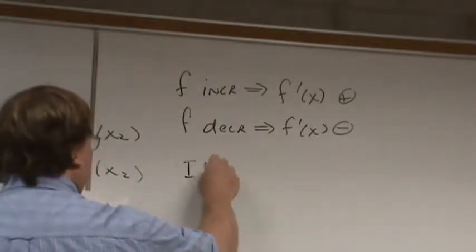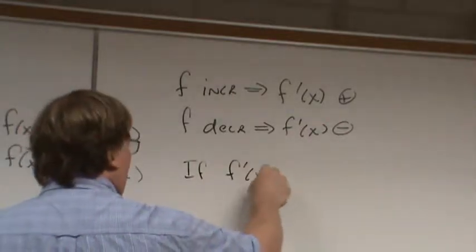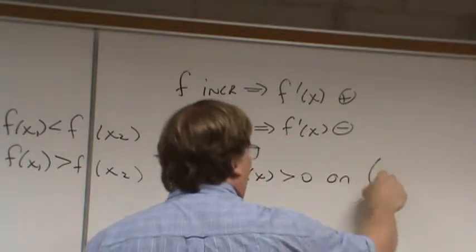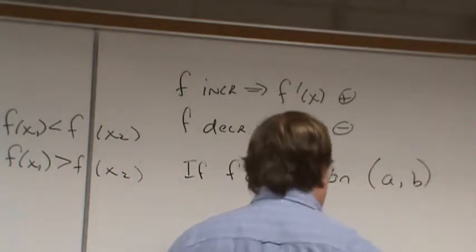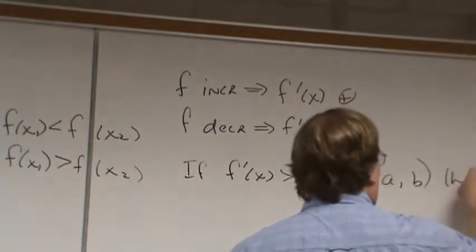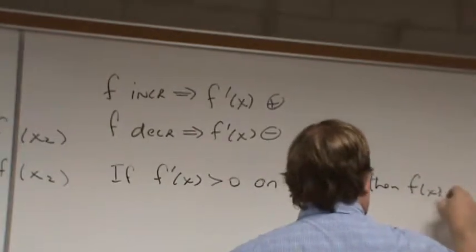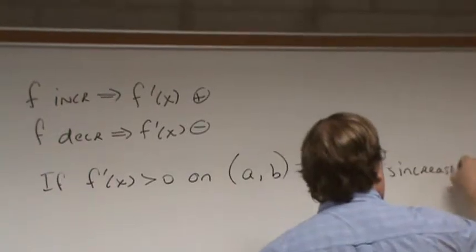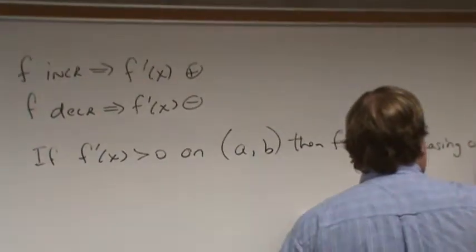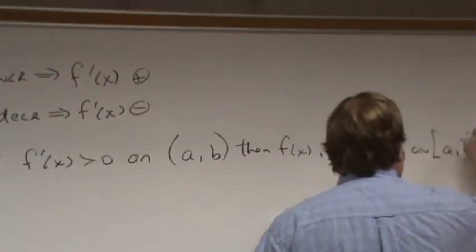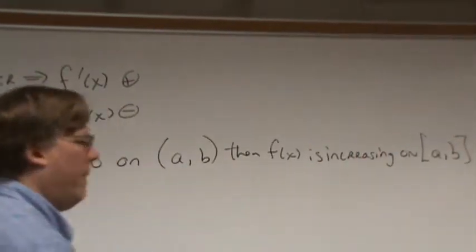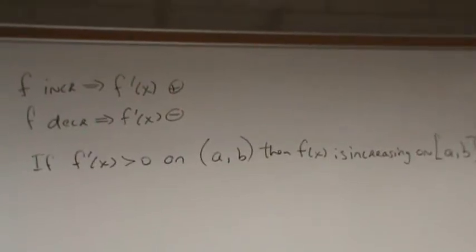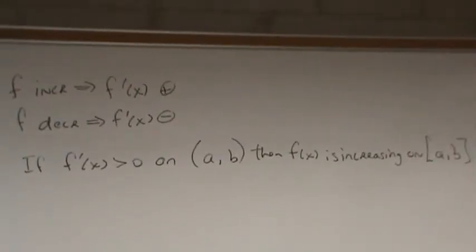Here it comes. If f prime of x is greater than 0 on the open interval from a to b, then f of x is increasing on the closed interval from a to b. Let me show you what I'm talking about in a moment.